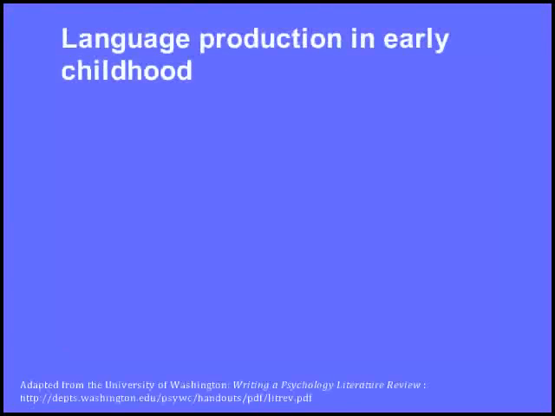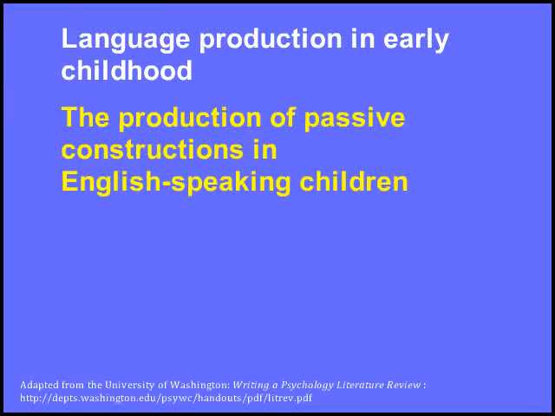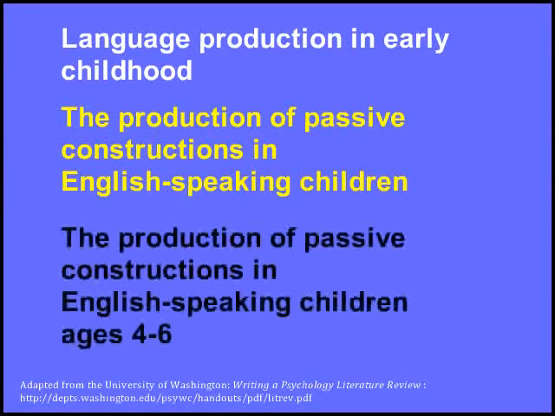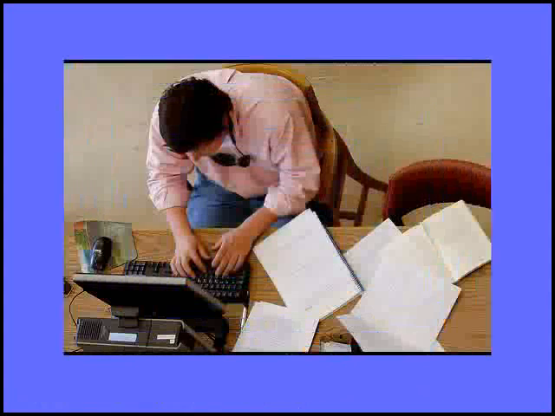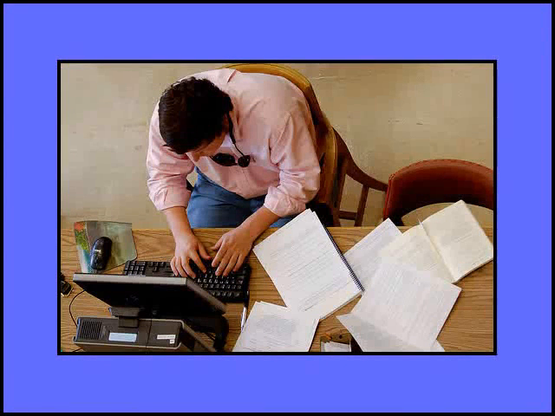Your topic needs to be narrow and focused. For example, rather than looking at language production in early childhood, research the production of passive constructions in English-speaking children. You could narrow the topic even further by looking at only those children ages 4 to 6. Most importantly, your topic needs to be one that interests you. You'll be spending a lot of time reading and thinking about this subject. Make sure it's one that holds your attention.